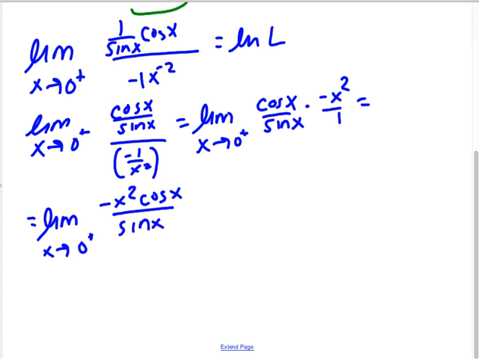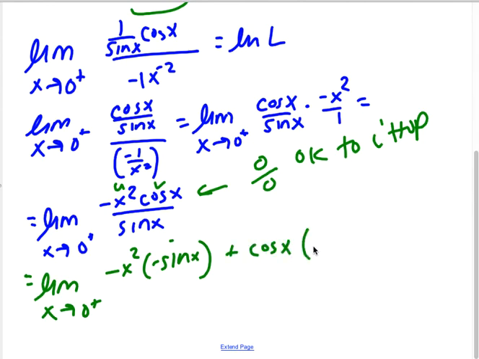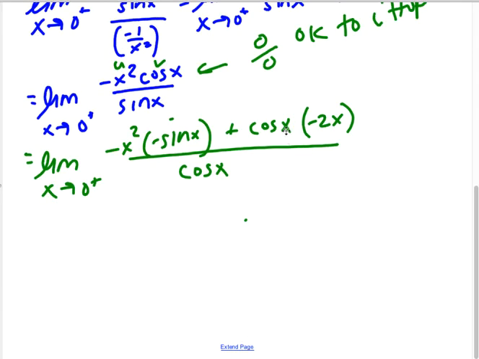If I plug in again, right, if I plug in to check, I definitely get a 0 on top of a 0, so I'm okay to L'Hopital's again. But again, this is a pretty hard problem. So when I L'Hopital's again, this is going to be a product rule. So I'm going to get that this is the limit as x approaches 0 from the right of u dv plus v du, right? And on the bottom, I'm going to differentiate and just get cosine. So this is the part that's important because all of a sudden things are going to work out a little bit better.